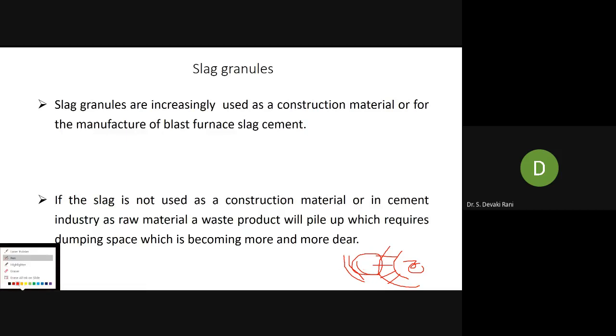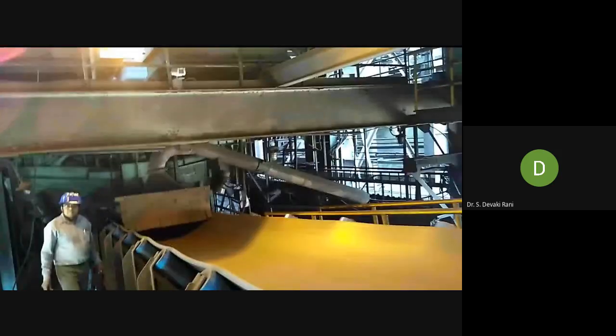That is the usage of this slag. Slag granules are there. I was telling you about the charging system: the charging of the raw material into the blast furnace right from the storage yard. They will have a raw material storage yard, and from there the raw materials are transported to the blast furnace.